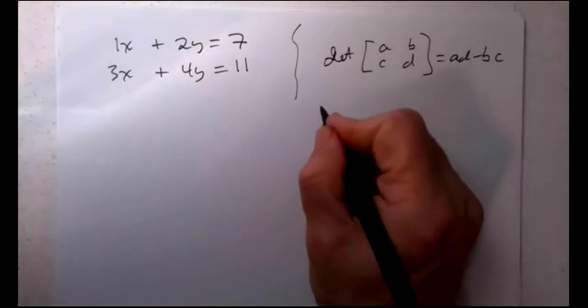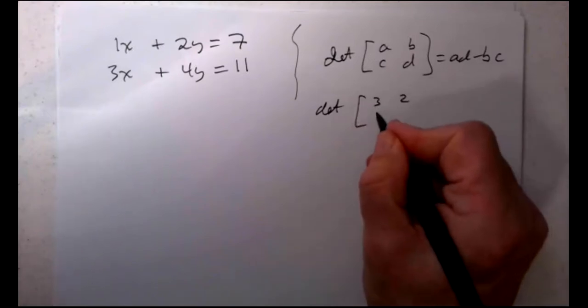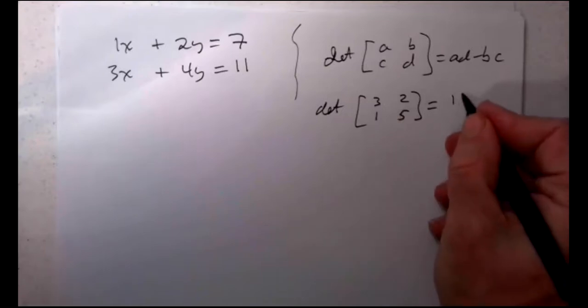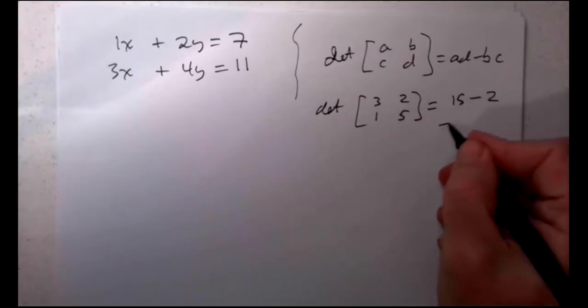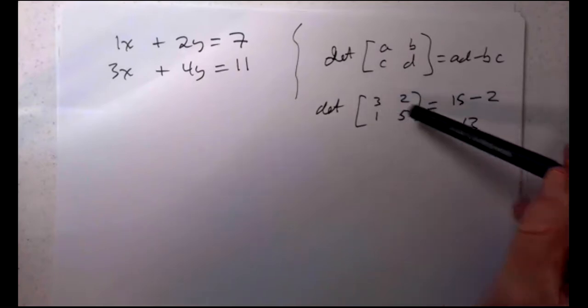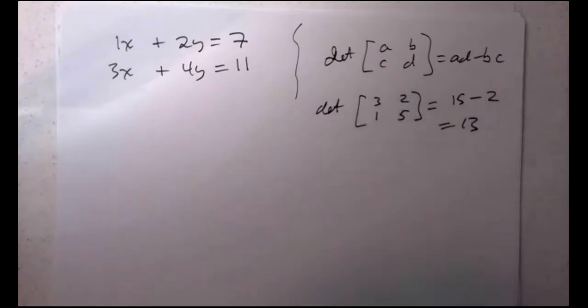So let's just do an example. What if I have the determinant of 3, 2, 1, 5? The determinant is 3 times 5, 15, minus 1 times 2, 2. The determinant of that matrix is 13. So you start upper left times lower right, minus lower left times upper right.